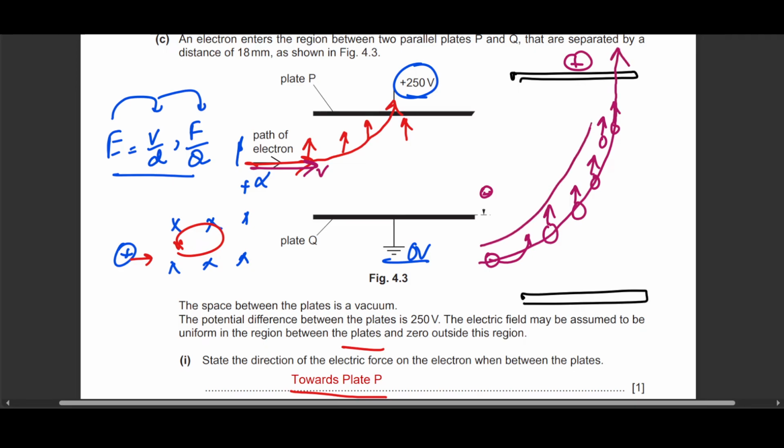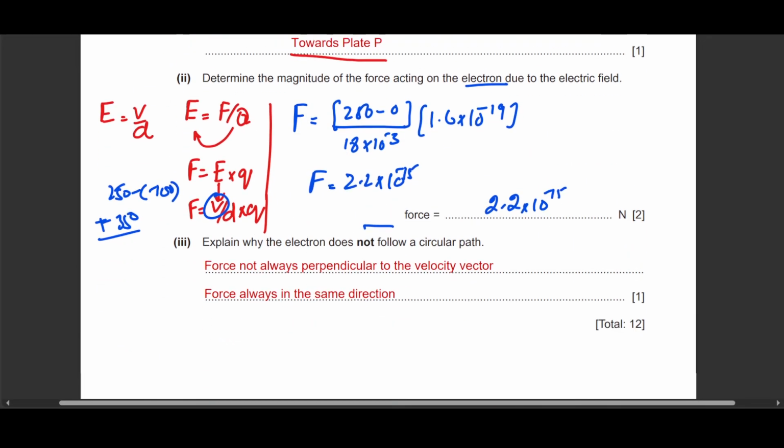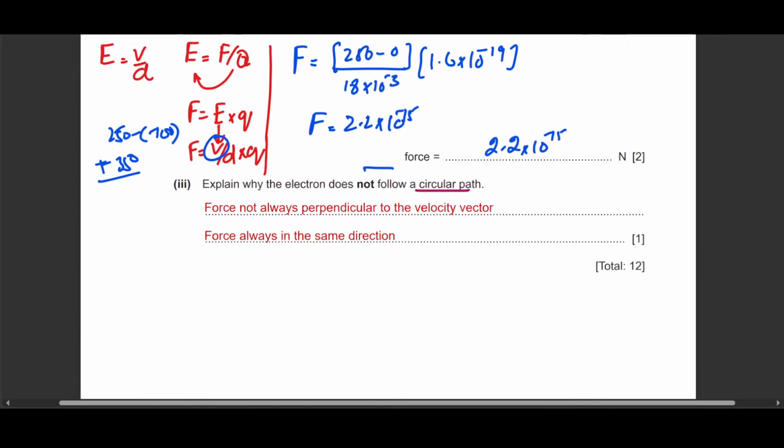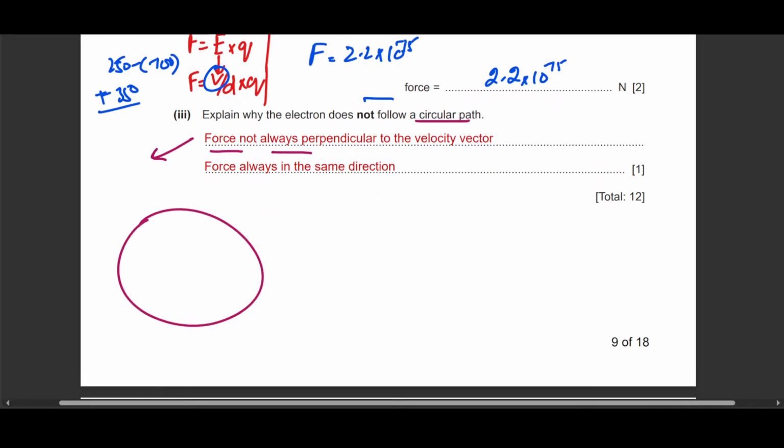So this path is actually called a parabolic path, right? This is also followed in the kinematics projectile motion case as well. So that is why it will not follow a circular path, because the force is not always perpendicular to the velocity vector, right? Now, why do we say this? Because for a circular motion, if this is my force, then this should be the velocity component, right? And there should be an angle of 90 degrees between them. So since they are not always perpendicular, there is not always a 90-degree angle. That is why we answer this question.